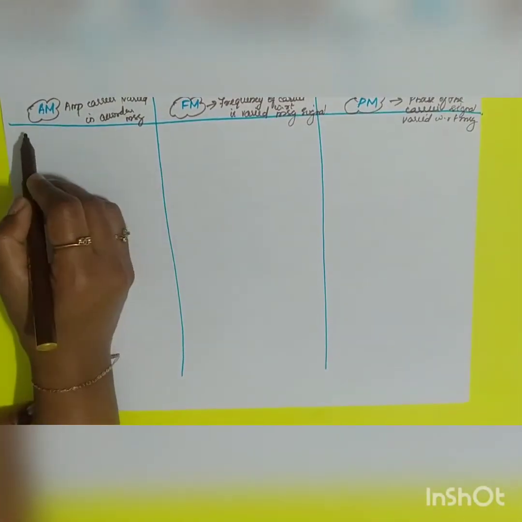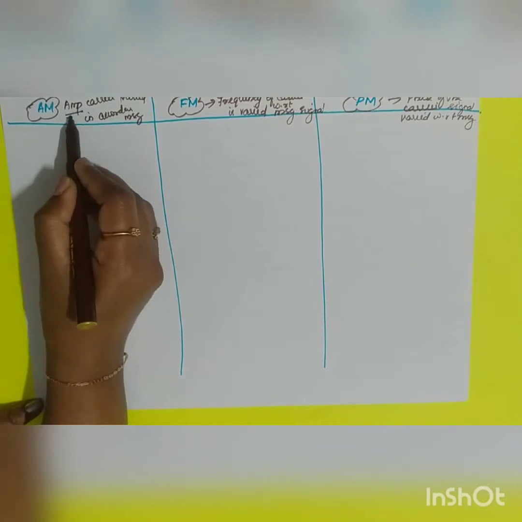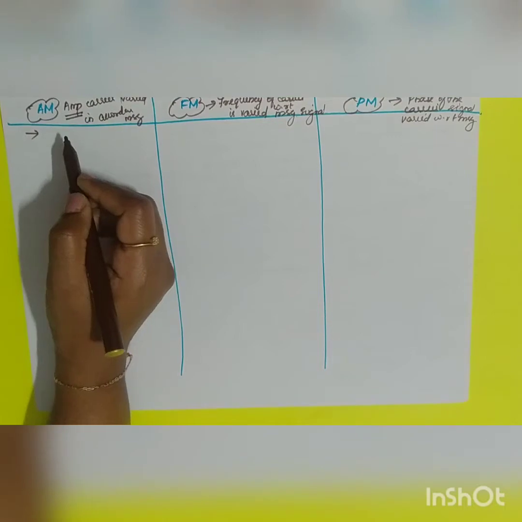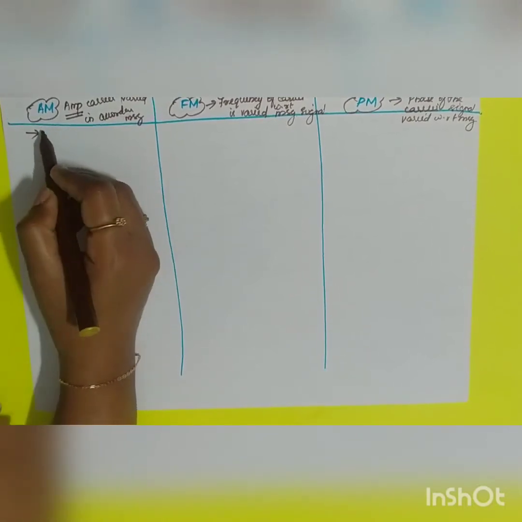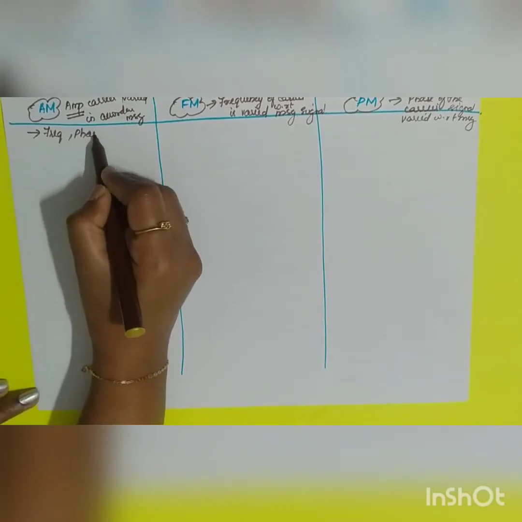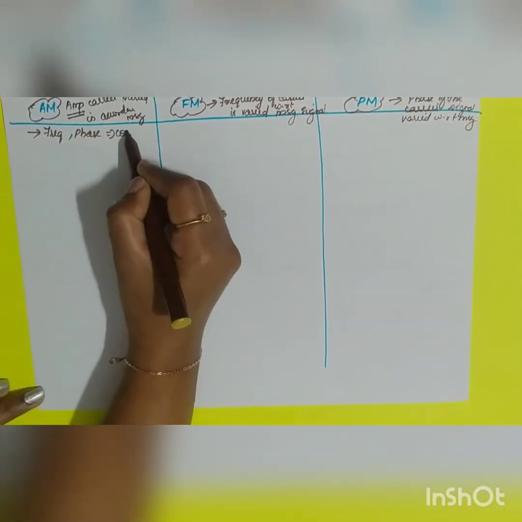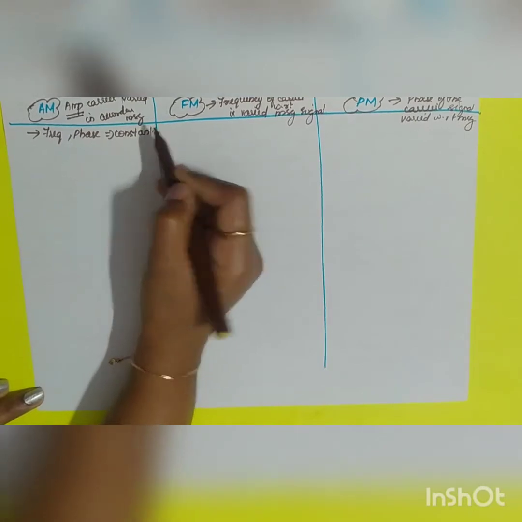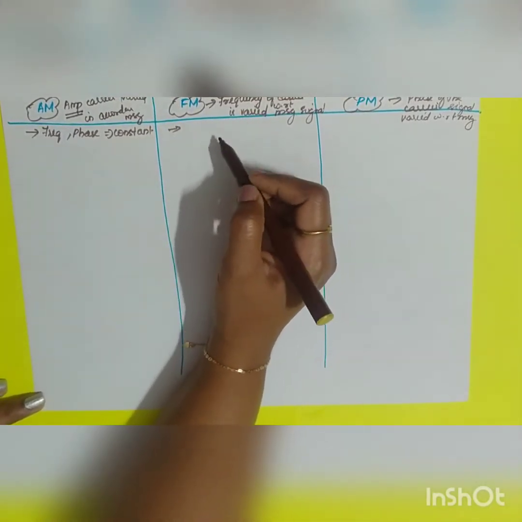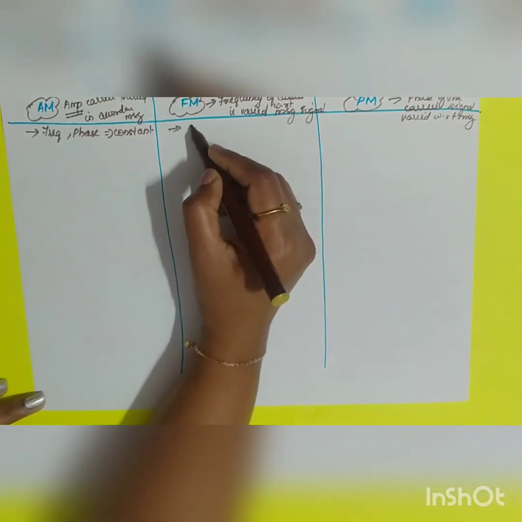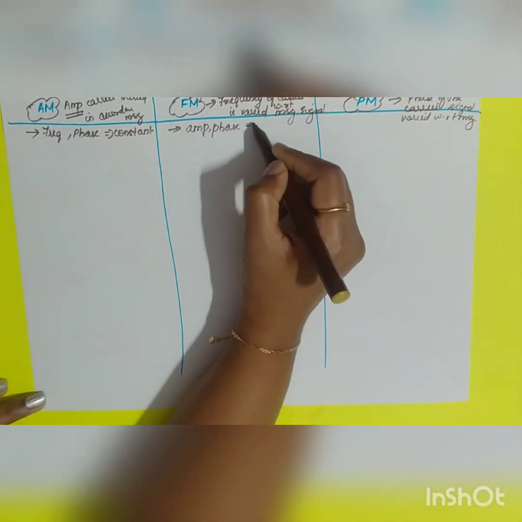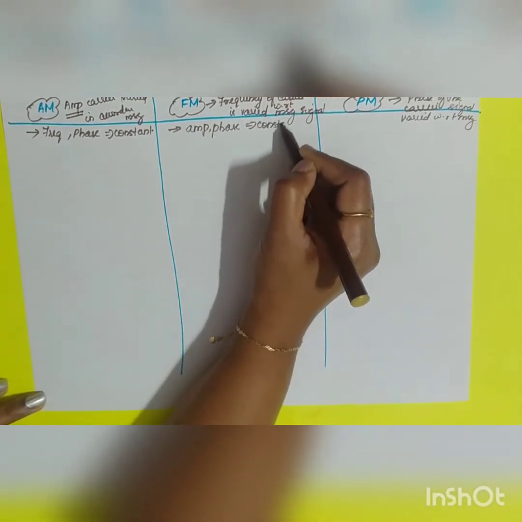So let us consider the first case, AM. You know that the amplitude of the carrier signal is varied. So what are the two other factors which will remain constant? Your frequency and phase will be constant in this case. Similarly, in the case of frequency modulation, the frequency of the carrier signal is varied. So what are the two factors which will be constant? Amplitude and the phase of the carrier signal will remain constant.